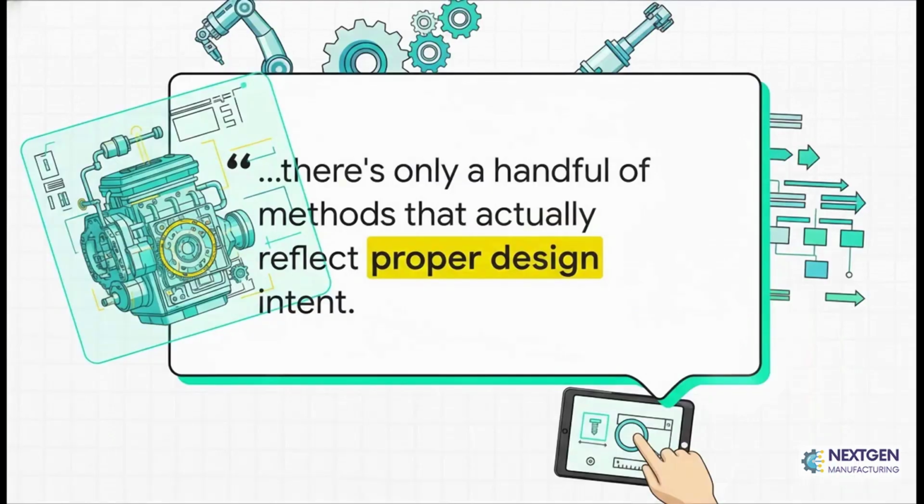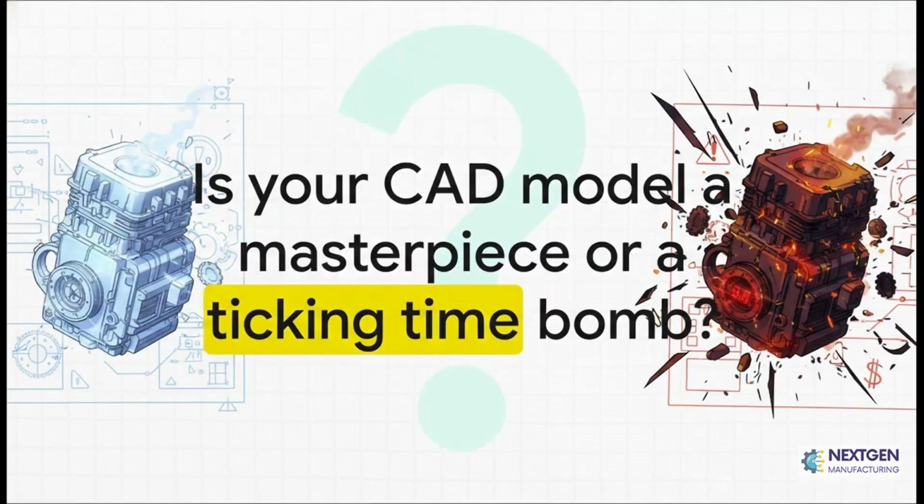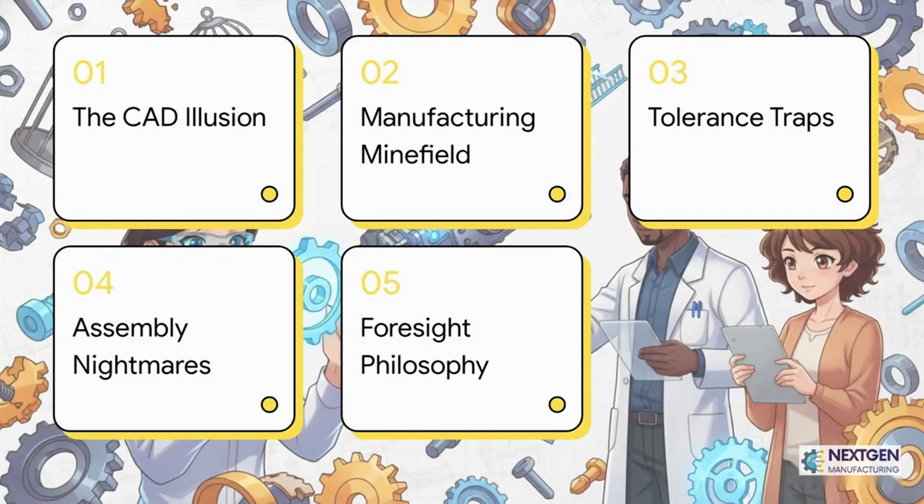See, you can model a part 100 different ways, and they might all look right on your screen, but the truth is, only a few of those ways are actually good engineering. It's the difference between just drawing something and designing something that actually works. So you gotta ask yourself, that gorgeous 3D model you've been working on? Is it a masterpiece? Or is it a ticking time bomb, just waiting to blow up in manufacturing when fixes are crazy expensive? To figure that out, we're gonna walk through what I call the 5 deadly sins of design.